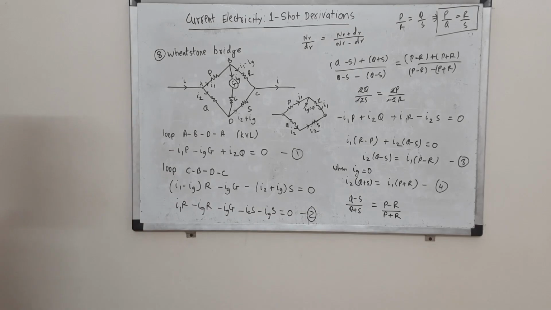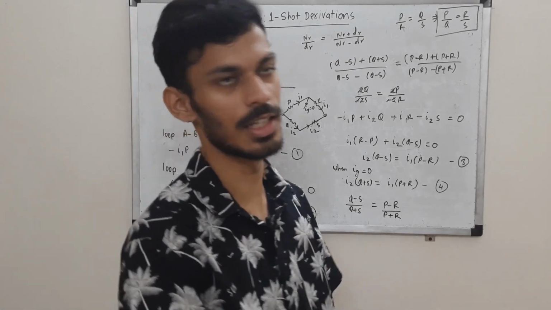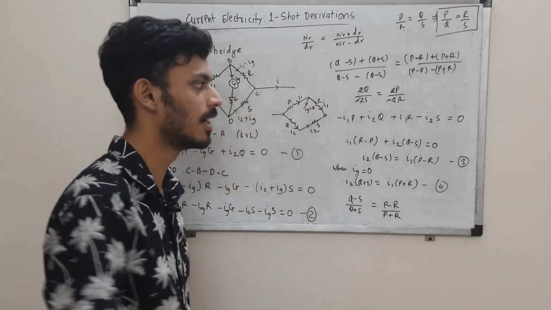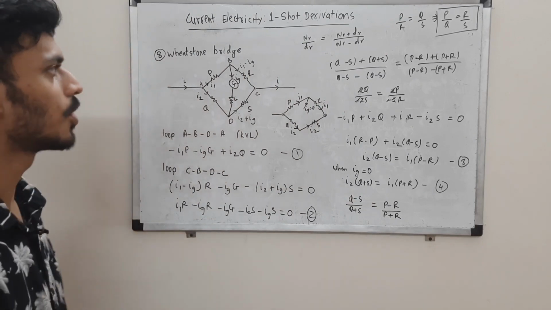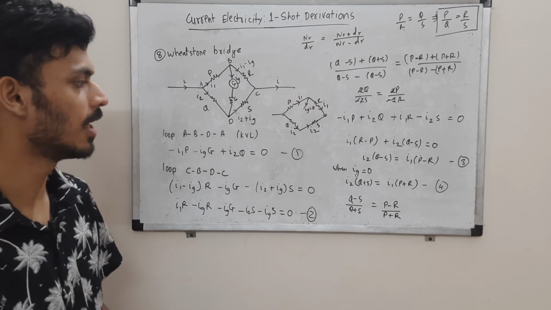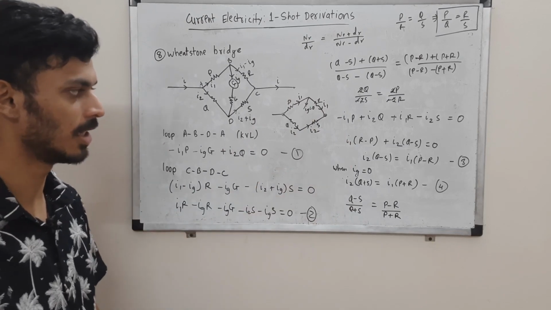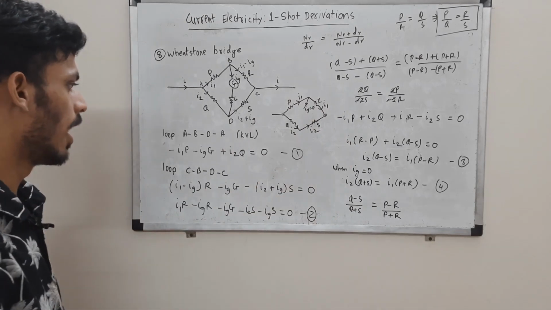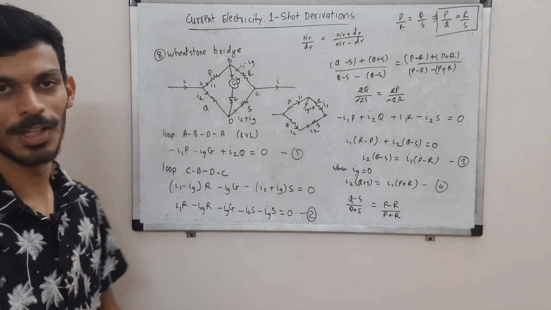So that is how you obtain the balance condition for Wheatstone bridge. That is the derivation behind it. You use Kirchhoff's law and go on solving it. Use componendo dividendo at the end, and this is also a crucial step wherein you equate the potentials, and that's about it. So over to the next one.